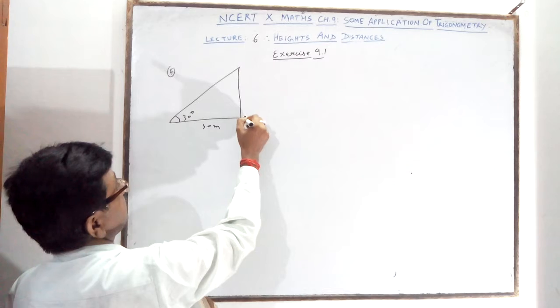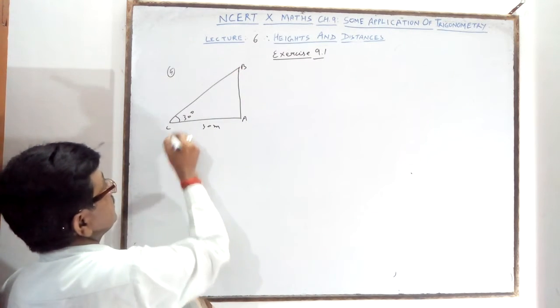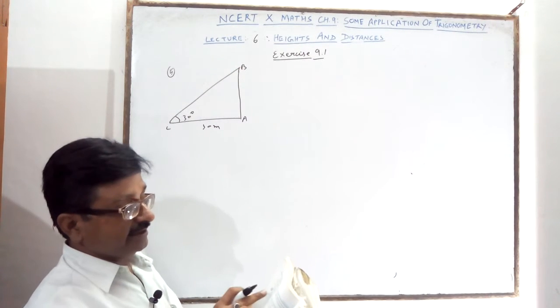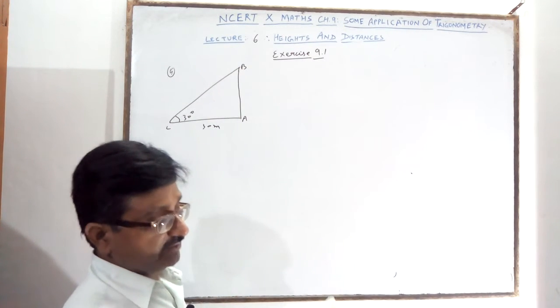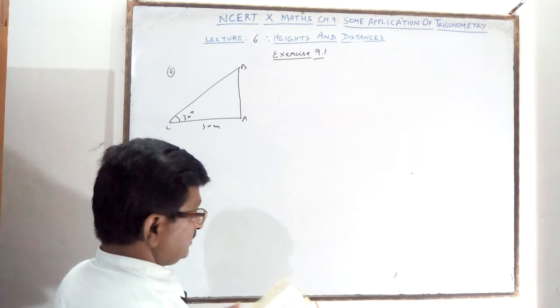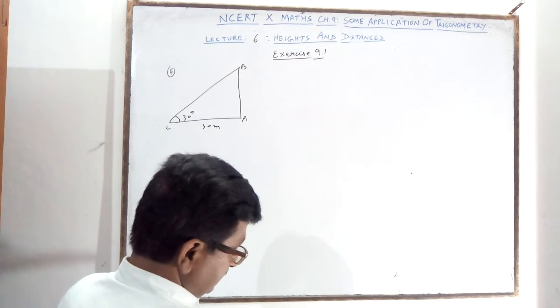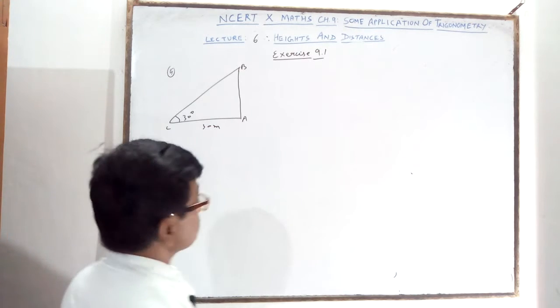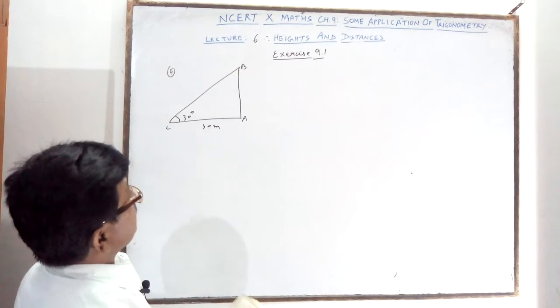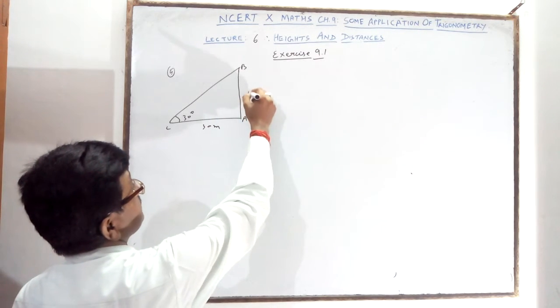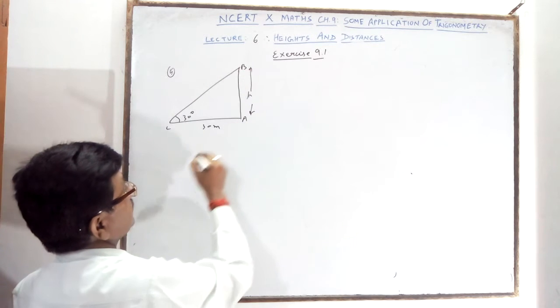This is AB, a tower, C is the point where you are standing, and the angle of elevation is 30 degree. Find the height of the tower. Simply, what are you doing here? You are getting 30 meter, and you want to find out this height of the tower. Tan 30.